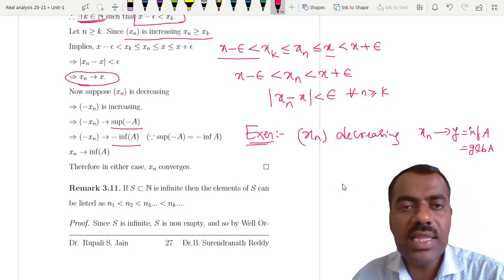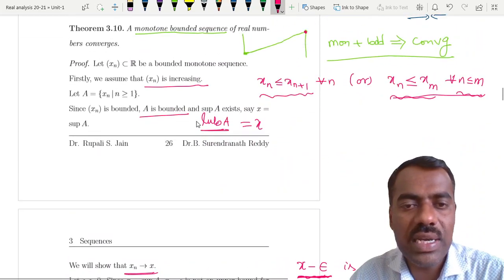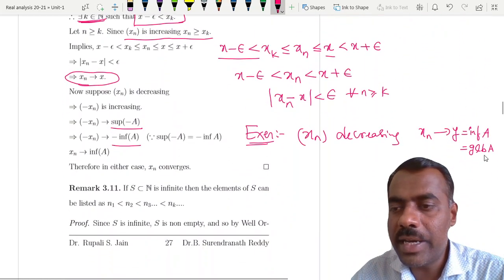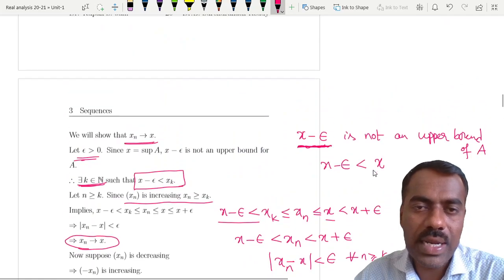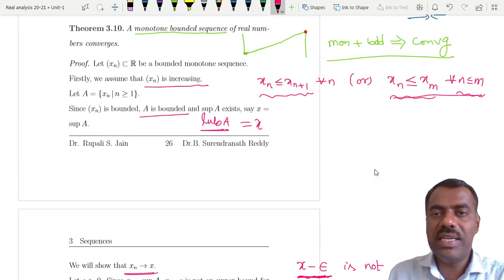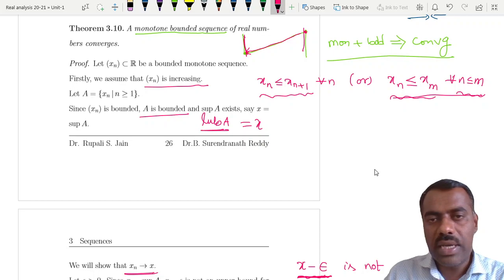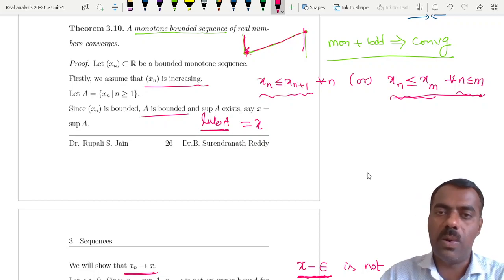So we have already seen the concept of, just like how we have seen the least upper bound, the greatest lower bound, right? So whenever your sequence is decreasing, and that sequence is already bounded, it should converge to the greatest lower bound from this side. So it is the greatest lower bound, right?